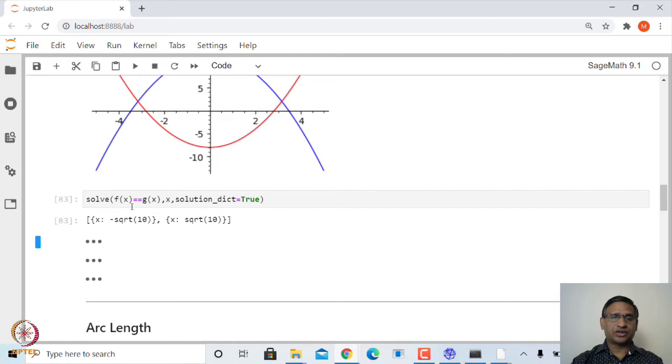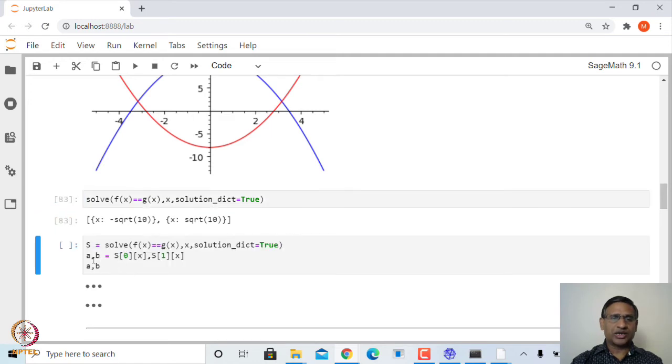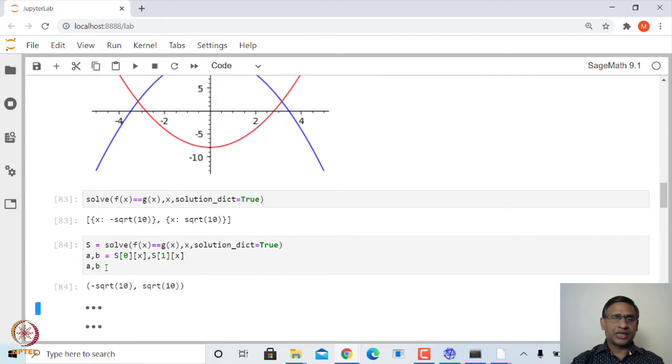So let us find the solution of fx equal to gx, with solution dictionary equal to true. It says that the two curves intersect at square root 10 and minus square root 10. So let us store these two values in a and b. So minus square root 10 is a, and square root 10 is b, and we want to find the area between these two curves.